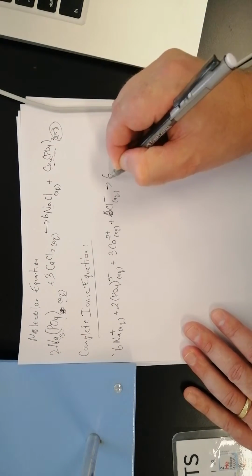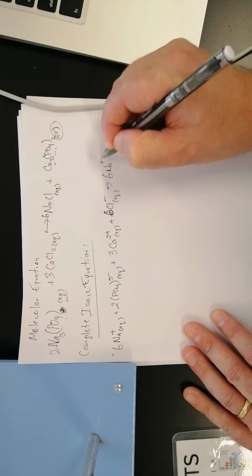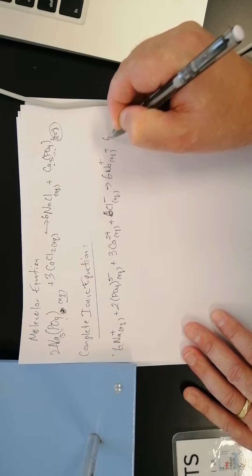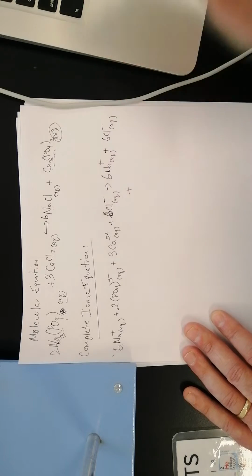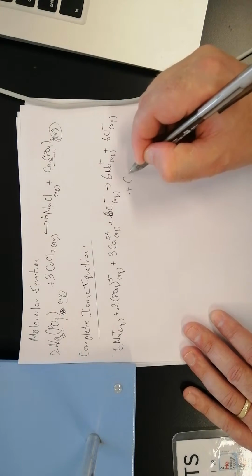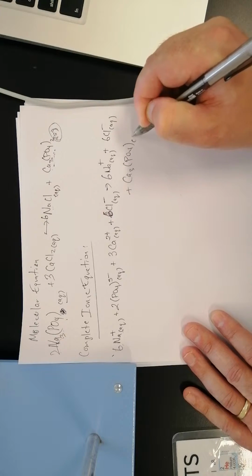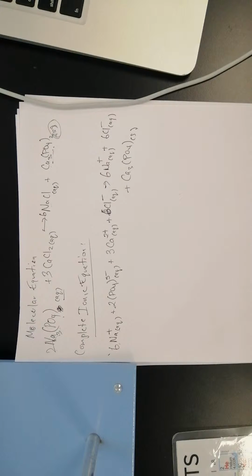makes 6Na plus aqueous, that's right, because now that balances out, plus 6Cl minus aqueous plus, and then the next one, the calcium phosphate is all together because it's a solid, it doesn't break apart into ions. So that's your complete ionic equation.